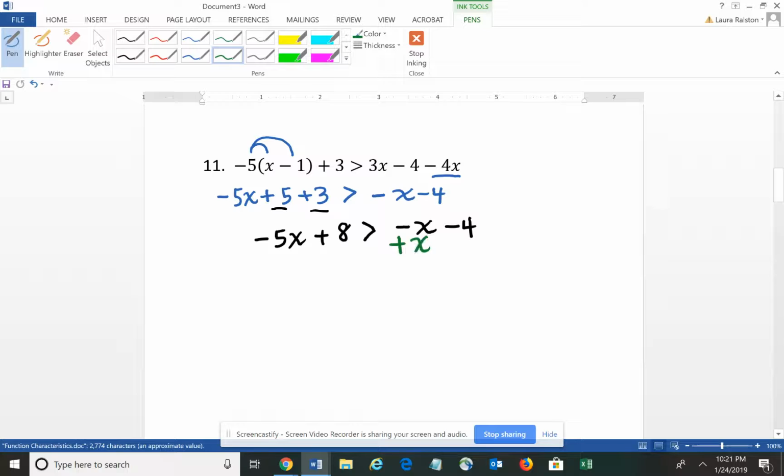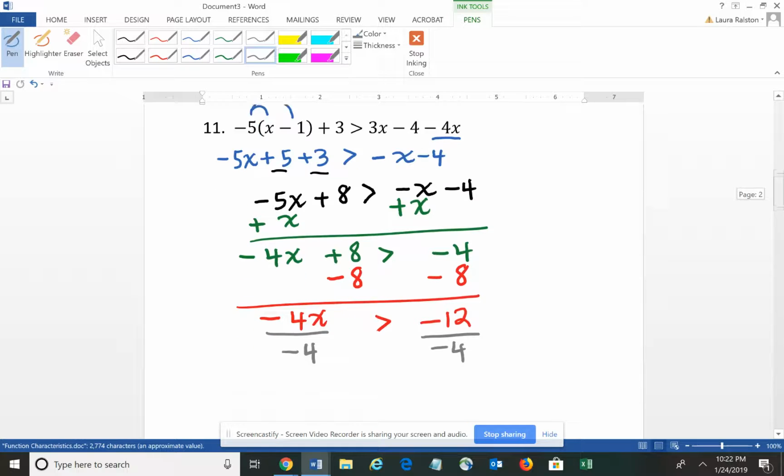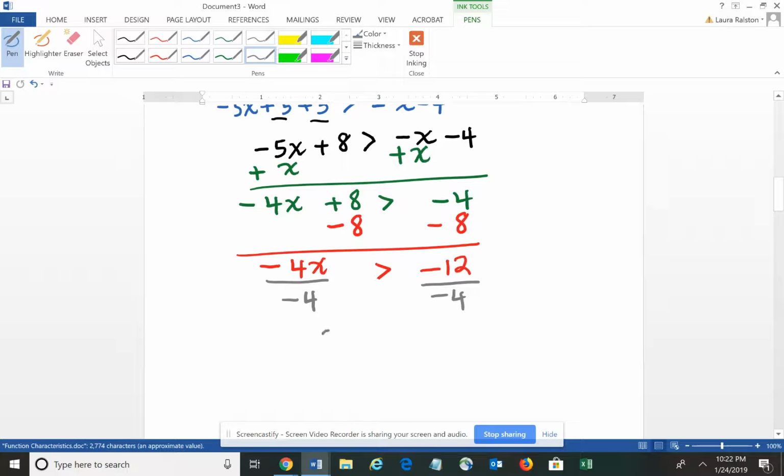So I'm going to add x. So I have negative 4x plus 8 is greater than negative 4. I'm then going to subtract 8 from either side. So I have negative 4x is greater than negative 12. I'm going to divide by negative 4 on either side. Be careful, because notice we are dividing by a negative 4, which means I'm going to have x is less than, you need to invert your symbol, positive 3. Negative divided by negative is a positive.